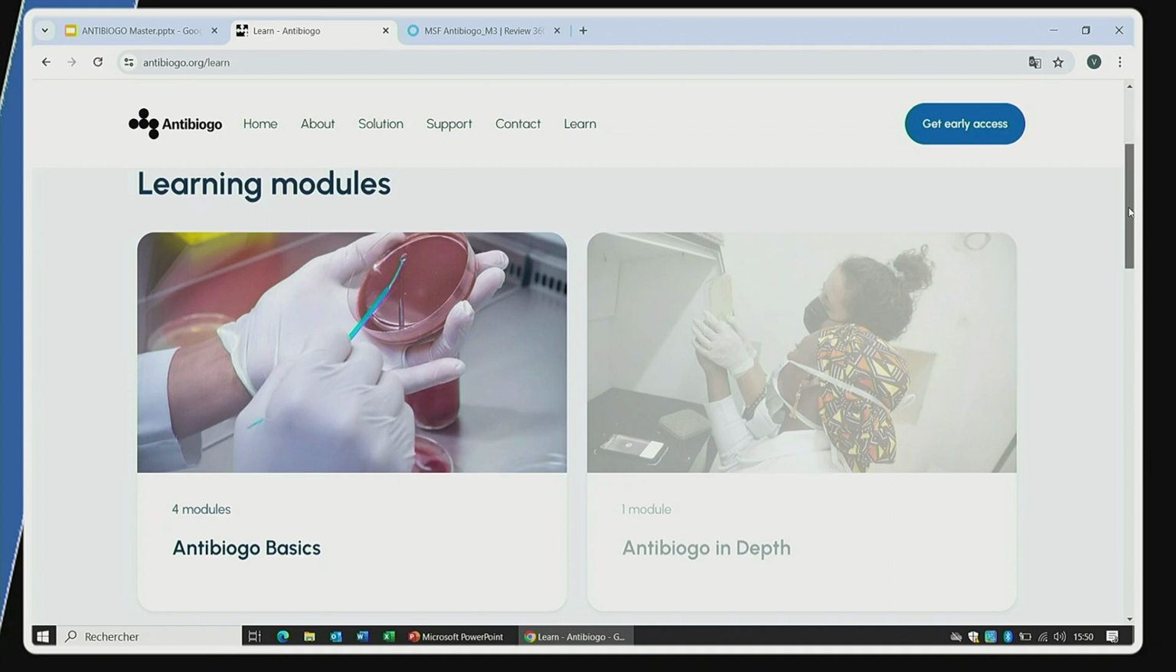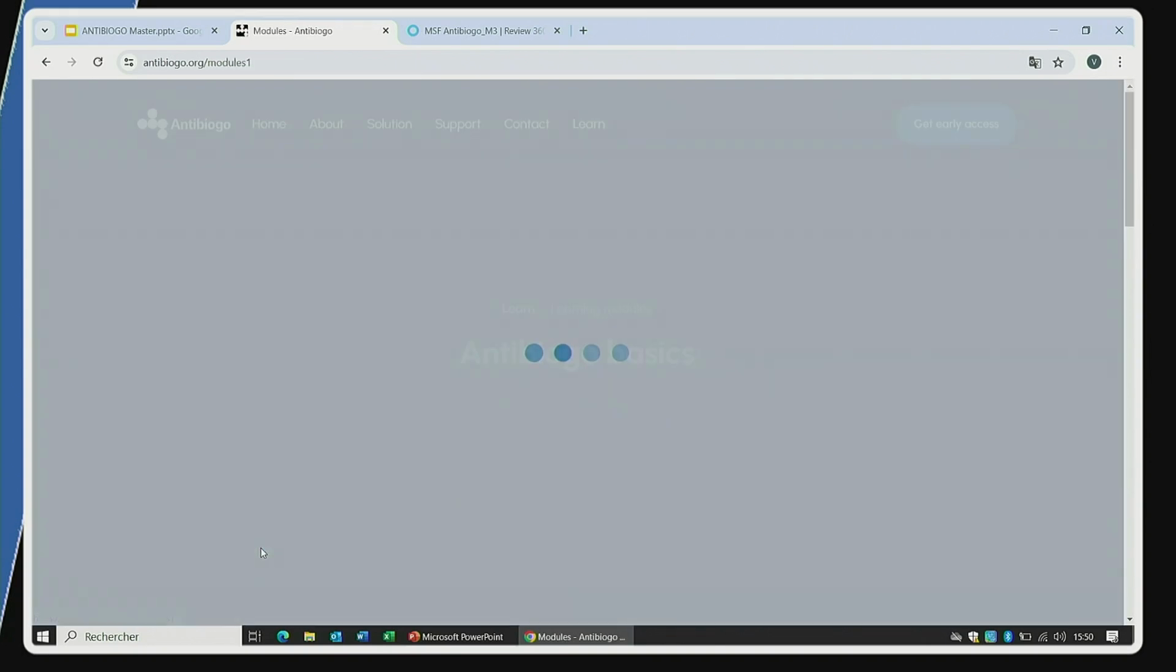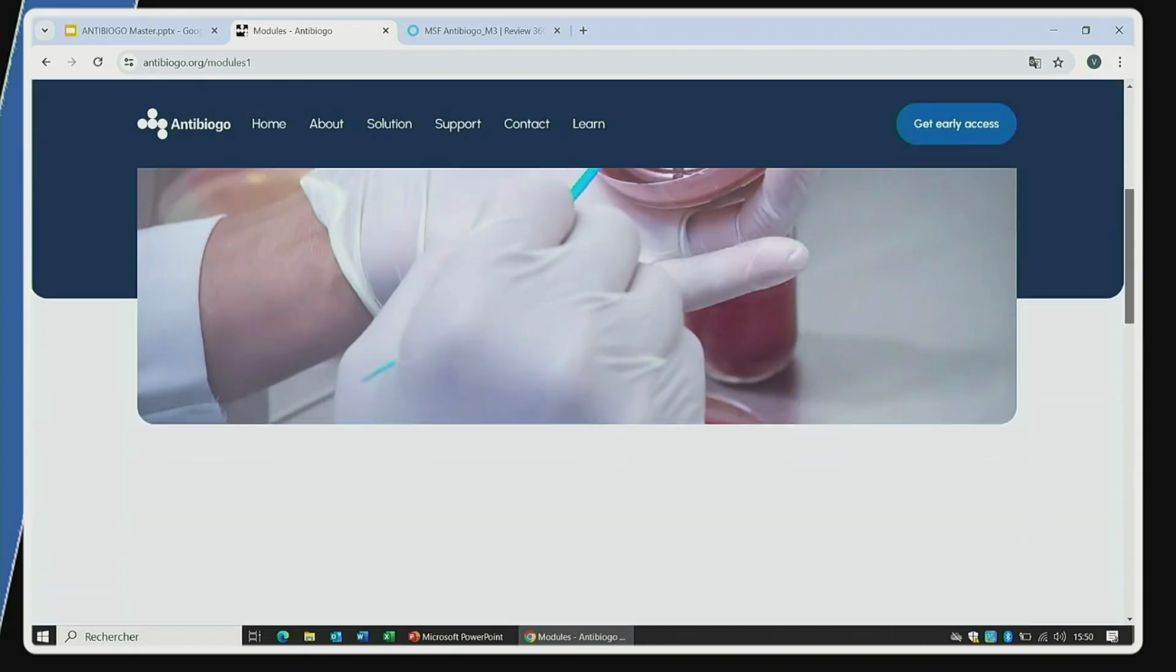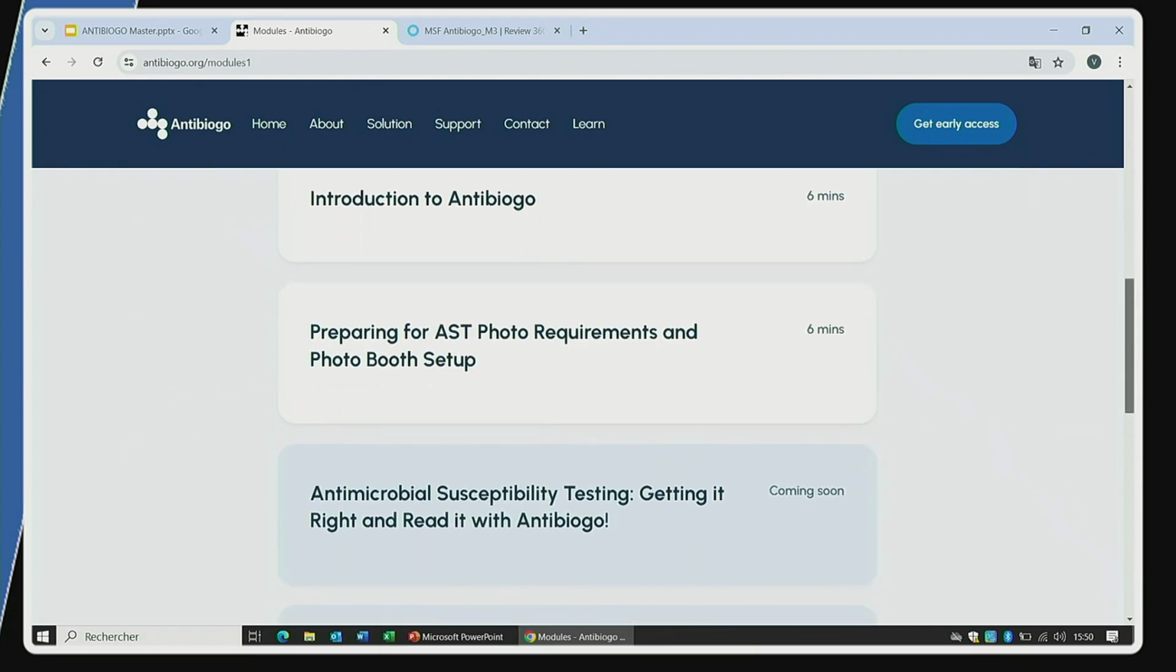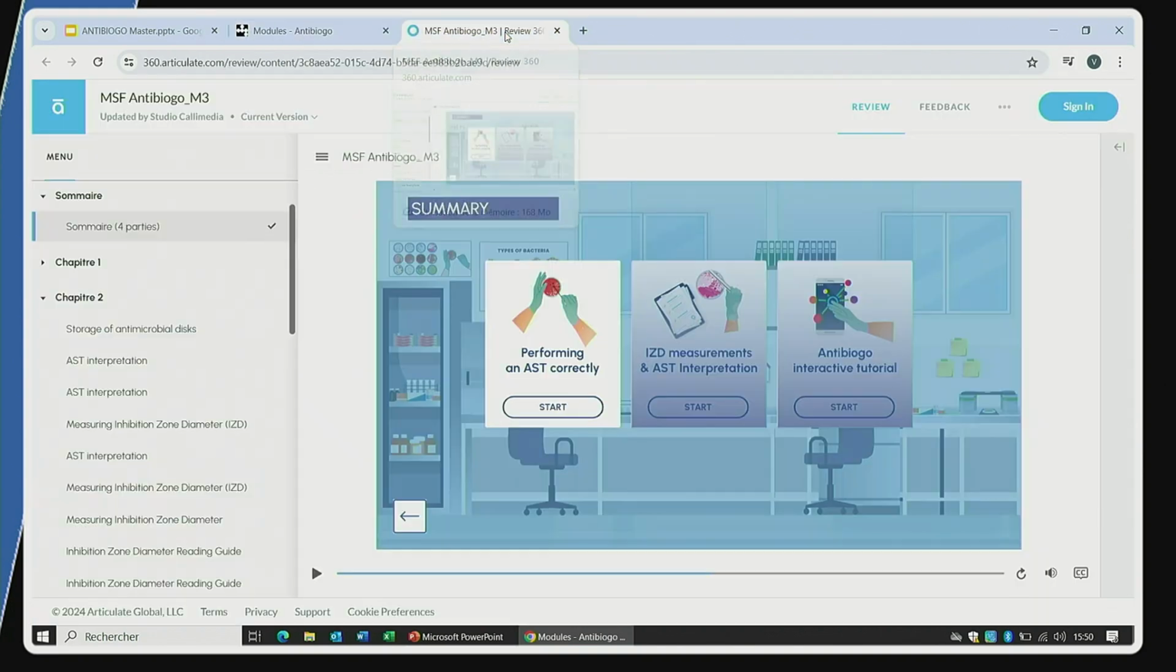So this is something that we include in this training package that is available, not all of them, but the first one for Antibiogo, you can say Antibiogo Basic, and you can have access to this module in order to implement Antibiogo by yourself. Finally, other modules, as I said, will come, and they will cover the training about how to perform an AST, how to measure and interpret AST, and then, of course, the use of Antibiogo.